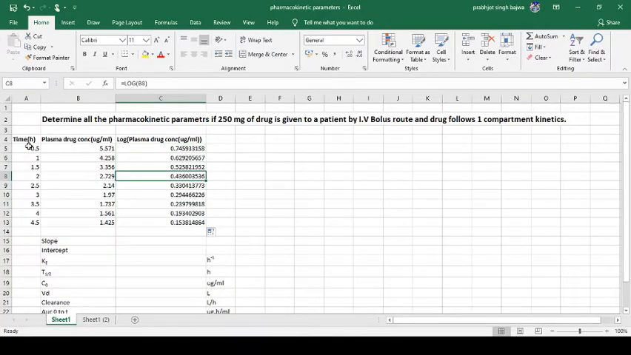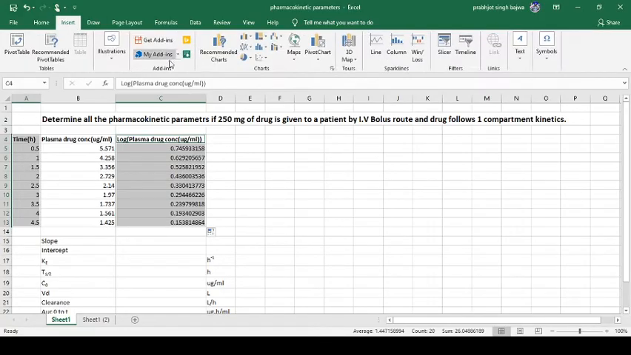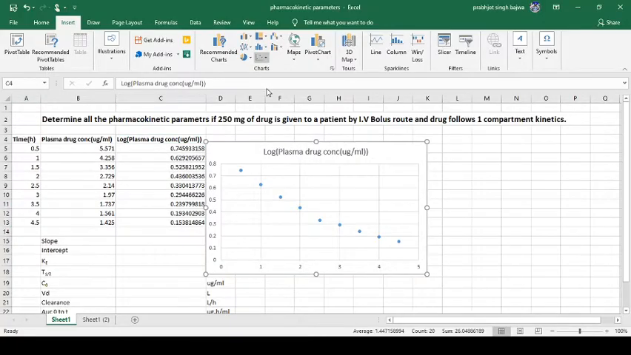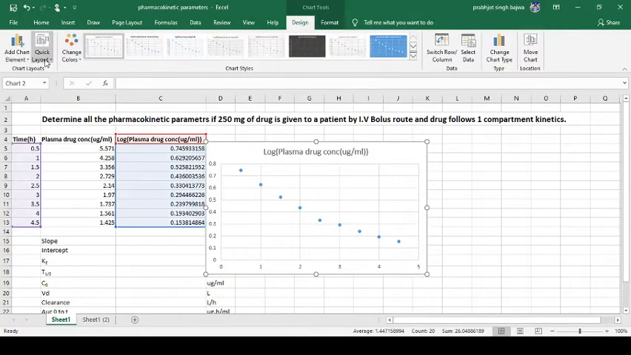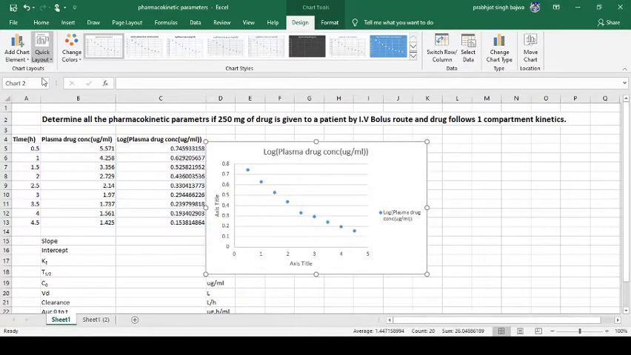Now we will plot a graph between time on x-axis versus plasma drug concentration log on y-axis. So we will insert a chart. In quick layout we will change the layout. Okay, so this is the graph. On y-axis we have log C and on x-axis we have time in hours.